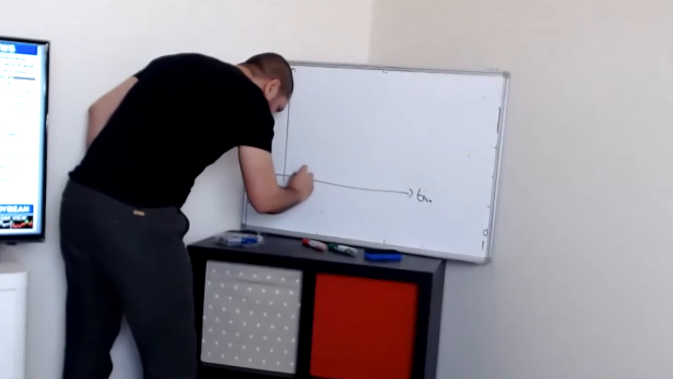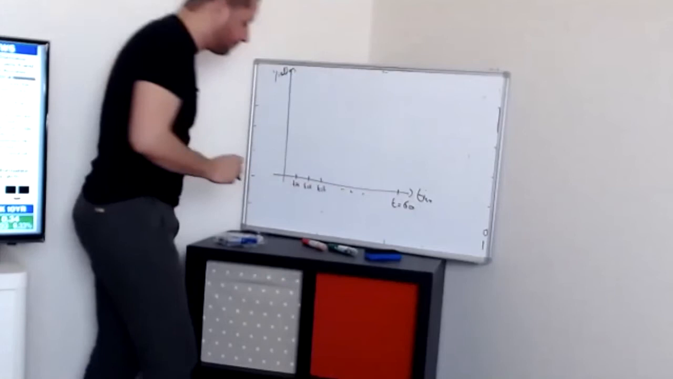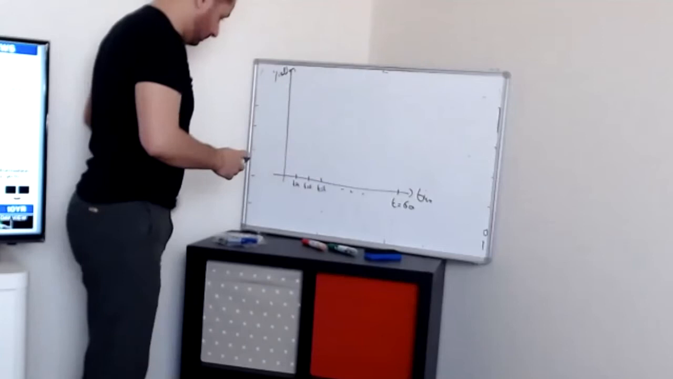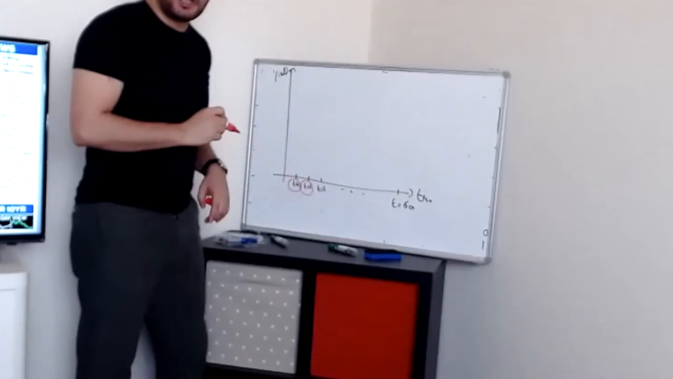T2 is for 1 year. T3 is for 1 year and a half, and so on, until reaching T60. So among these 60 points, we have 8 observable points. They are already observable. We have for T1, which is the treasury bill for 6 months. We have for T2, which is a treasury bill for 1 year.